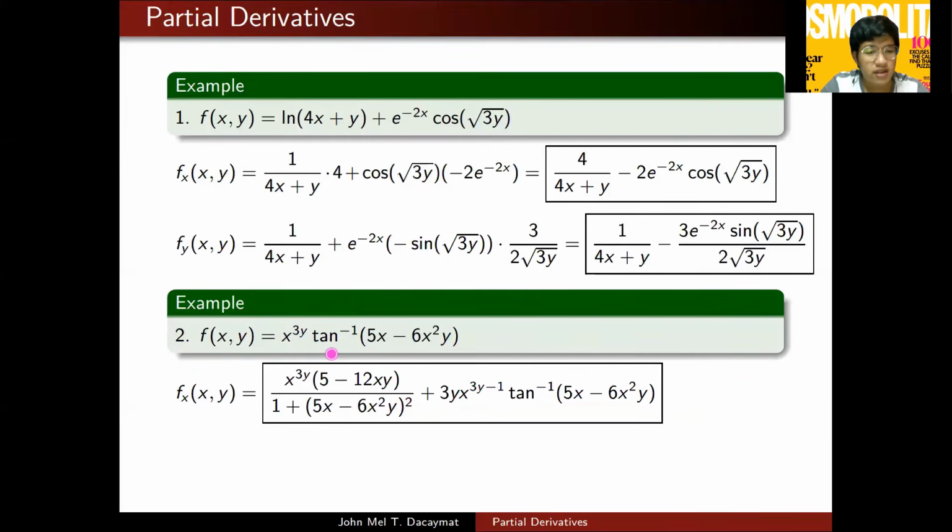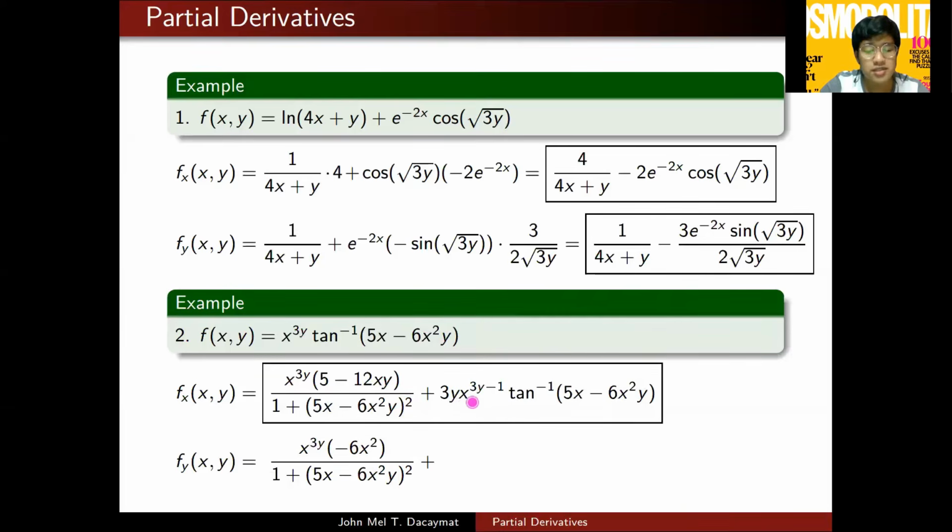Good. Next, x sub y. This time, y ang ating ituturing na variable and let's treat all x as constant. Okay? Game. Copy the first times derivative ng second. So, tangent inverse pa din yan. 1 over something squared. Tapos, yung something na yan, chain rule pa tayo. Derivative ng 5x, 0. Constant lang yan. Tapos, itong sa minus x squared y, no, yung minus x squared yung constant, 6x squared, rather. Tapos, yung y, derivative niya, 1 lang. So, ito ay negative 6x squared.